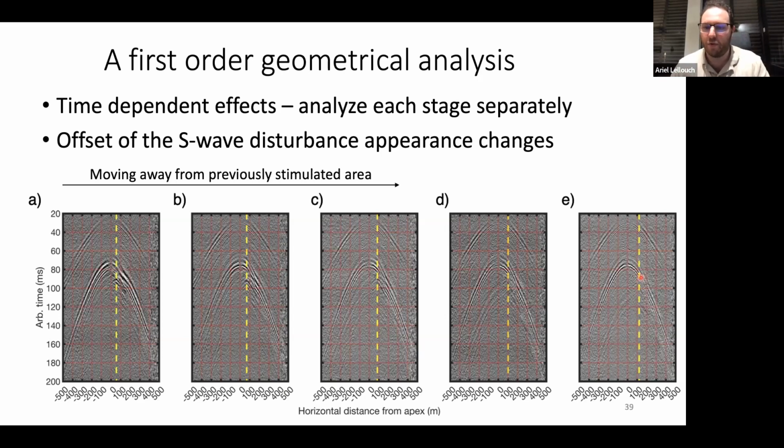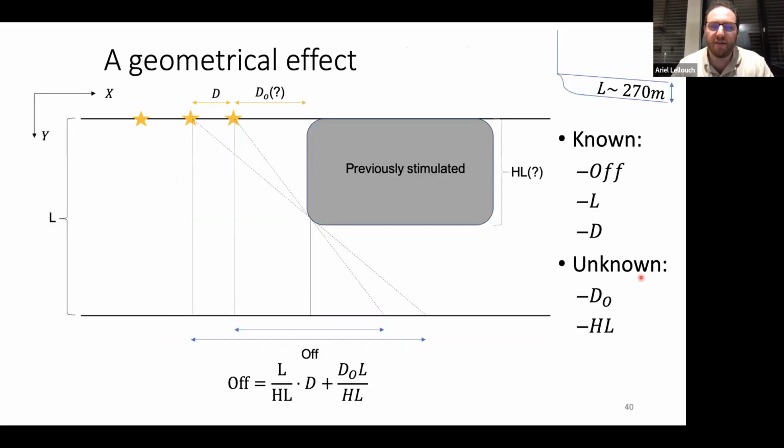Again, this is all very soft and very qualitative, but we explain it with a very naive model, saying that we've got an area that's previously stimulated. This is again in the map view, and this area has some horizontal growth that's known as the half length. Now let's look at the shot closest to the previously stimulated area. It's going to generate guided waves. Let's assume they propagate in straight lines, and at some point they're going to start crossing that area, and then something's going to happen to these guided waves. They're going to change a little bit.